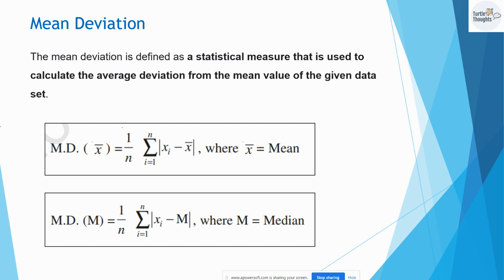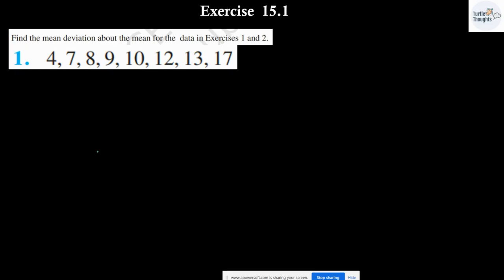The mean deviation about the mean is given by the formula 1 over n summation of modulus of xi minus x bar, where x bar is the mean. Similarly, the mean deviation with respect to the median is 1 over n summation of modulus of xi minus M, where M is the median. I'll be taking problems from the exercise, so you will understand the same.